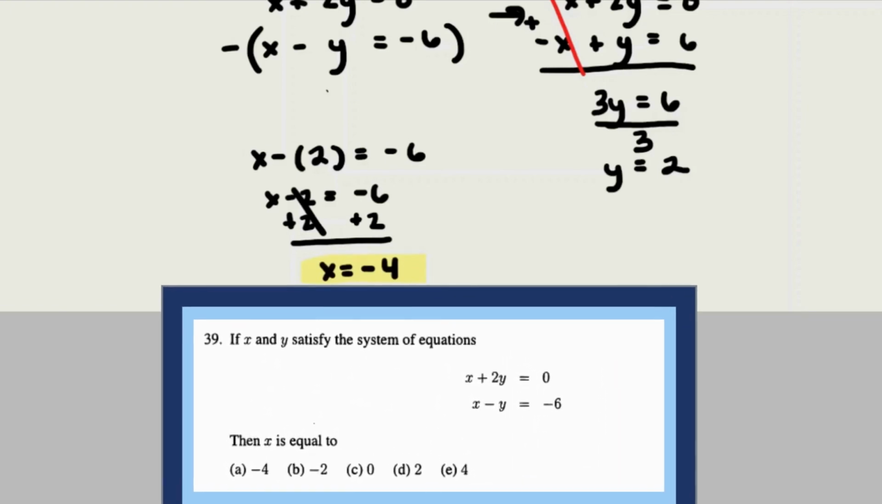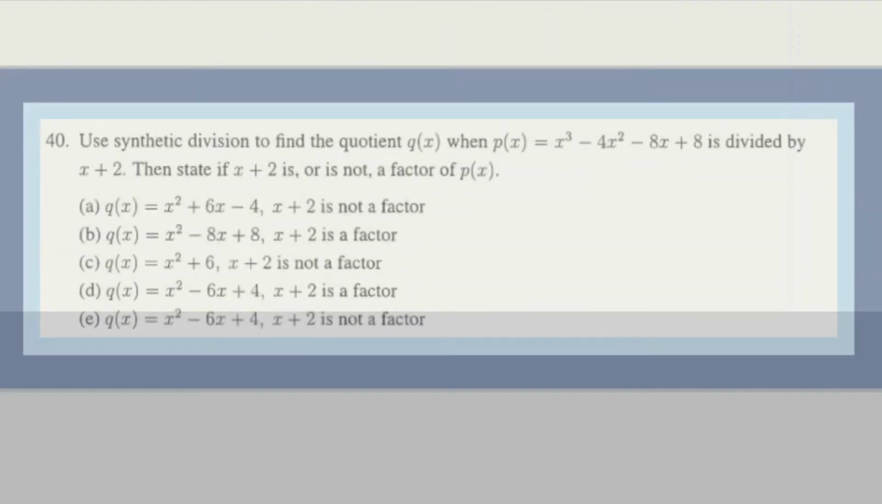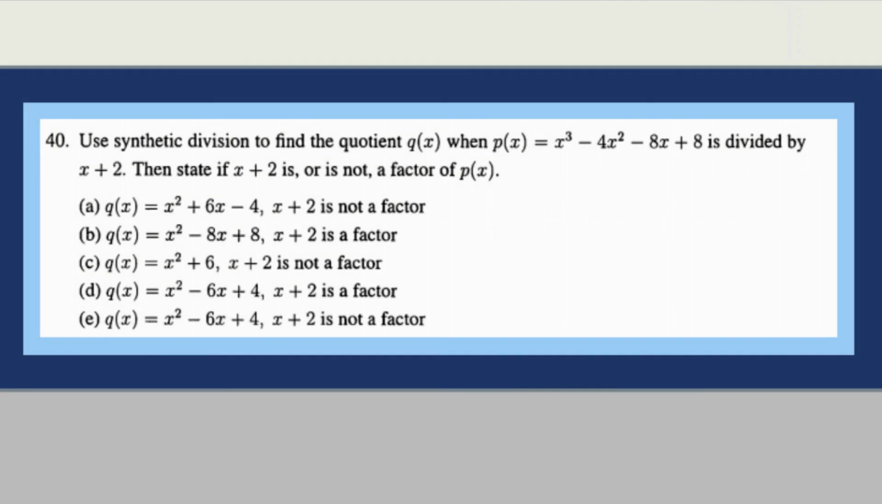Alright guys, so now we're going to move on to our last problem of the whole exam and of course of part 4, number 40. For number 40 it says use synthetic division to find the quotient q of x when p of x is equal to x cubed minus 4x squared minus 8x plus 8 is divided by x plus 2. Then state if x plus 2 is or is not a factor of p of x.